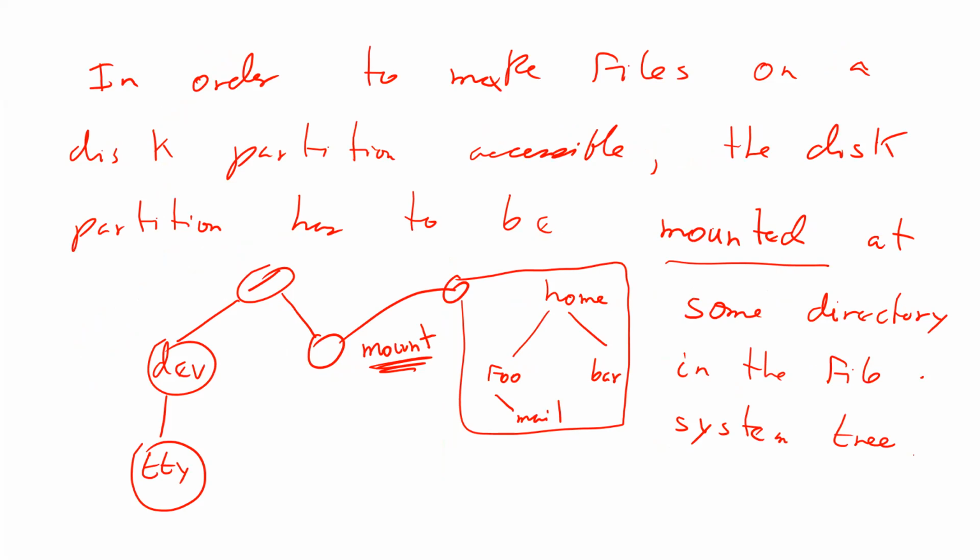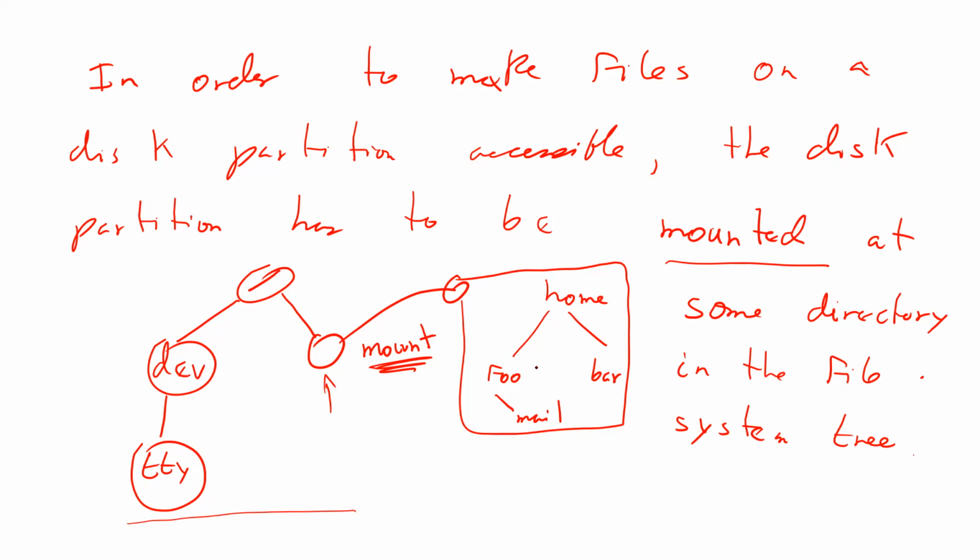So, let's say that you have some files in a disk partition. In order to make those files accessible, the disk partition has to be mounted at a specific point. You can think of it as this being the file system itself, and then you have a mounting point, which is just navigating to some node in your directory tree. And then this is your drive, so your drive is like home, foo, bar, mail, etc.